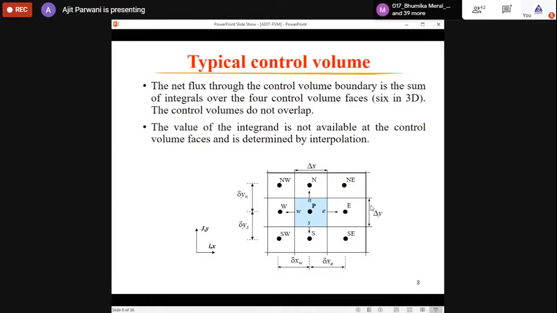The length of the control surface in the y direction is given by delta y, and in the x direction is given as delta x. The distance between the two nodes in the y direction is delta y. On the north side and on the south side, it is delta yn and delta ys. On the east side, it is delta xe. On the west side, it is delta xw. In this presentation, I will assume that all the lengths are equal for convenience. Okay, so delta x, delta y, delta xe, delta xw, all the lengths I will assume to be equal.